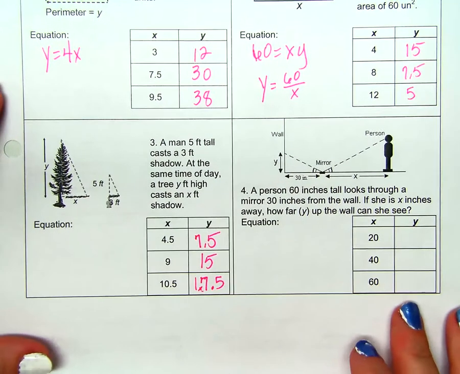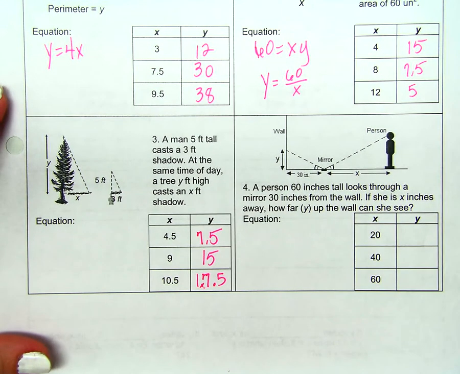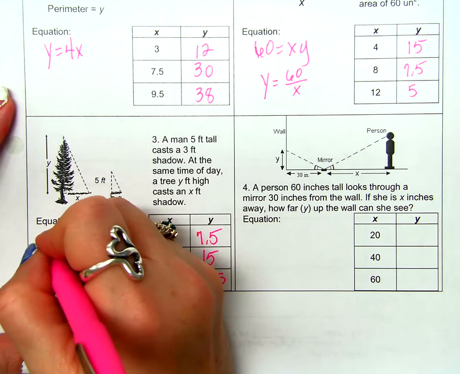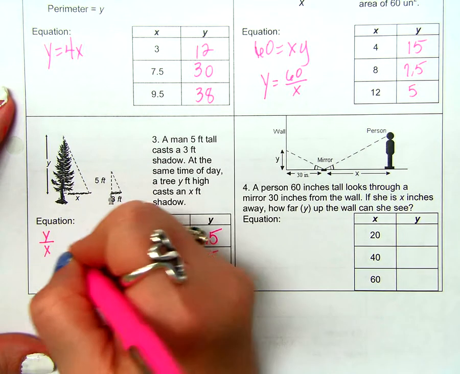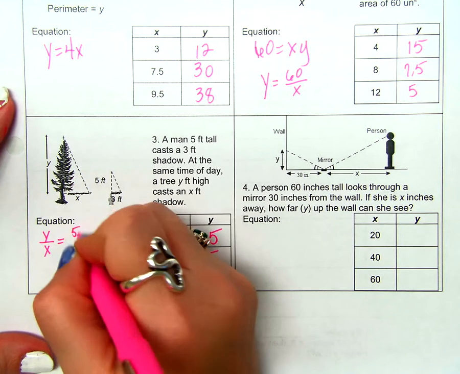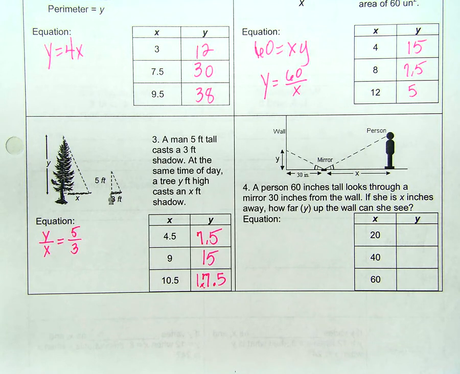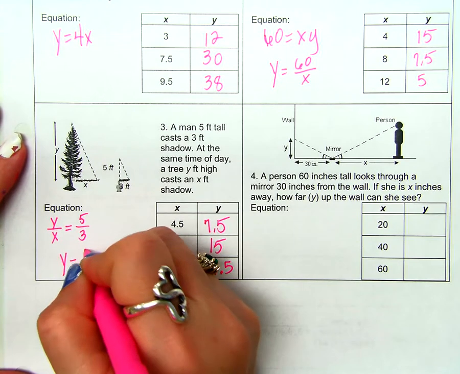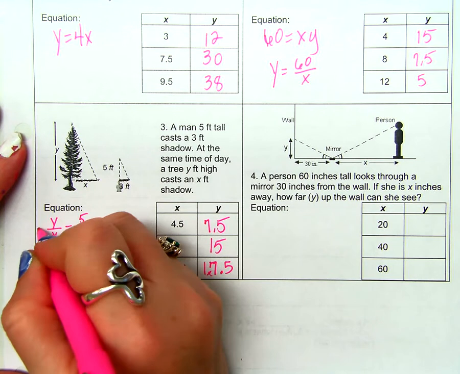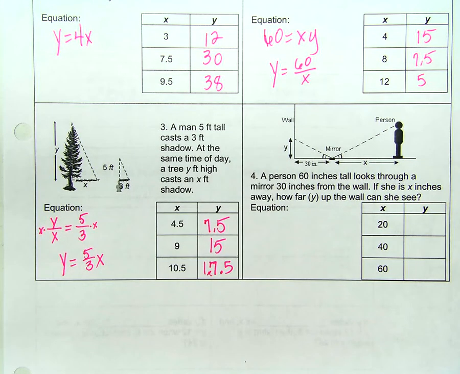How did you find these answers? Did you use similar triangles, hopefully? Maybe the height of the tree over the length of the shadow would have to equal the height of the man over the length of his shadow? Maybe. That's one of 4 possibilities. And then if I solve that for y, that would give me even more possibilities. If I solved it for y, that would give me 5/3 times x, because I'd multiply both sides by x, right? You okay with that?